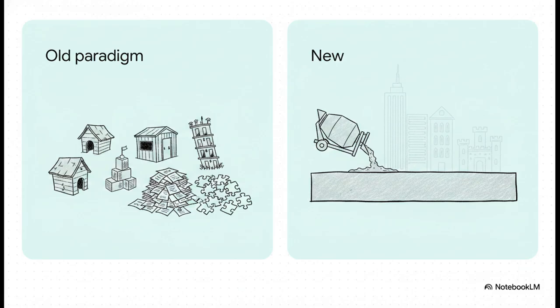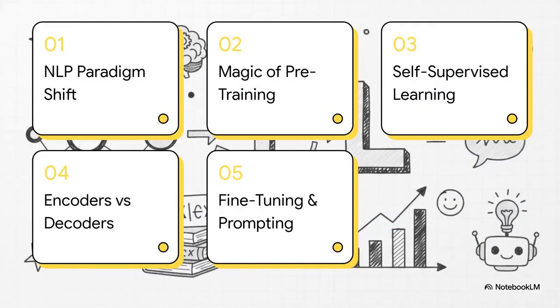But now we've completely moved to a new paradigm. Instead of building tiny specialized tools, we pour a massive, universal foundation that can do almost anything. We train one giant model on oceans of text, and then just adapt it to whatever we need. So we're going to follow the chronological journey of an AI mind today. We'll start with the NLP Paradigm Shift, move into the magic of pre-training, explain self-supervised learning, compare encoders versus decoders, and wrap up with fine-tuning and prompting.